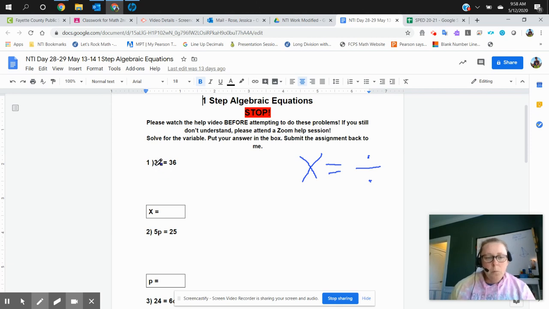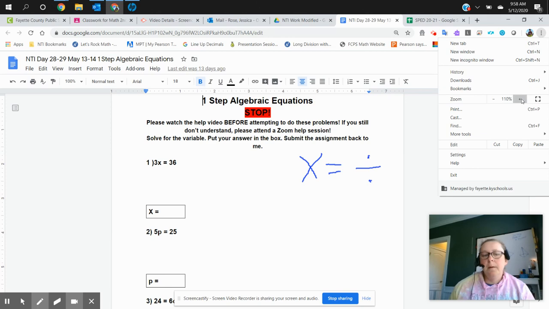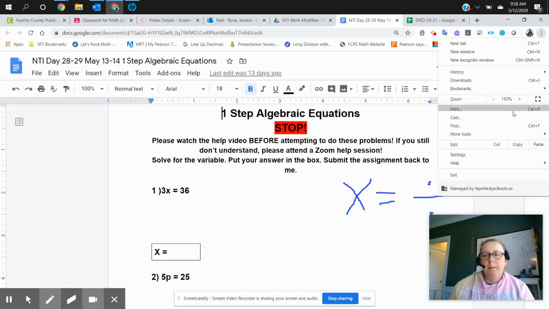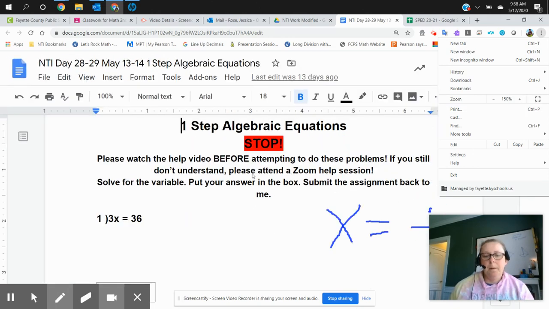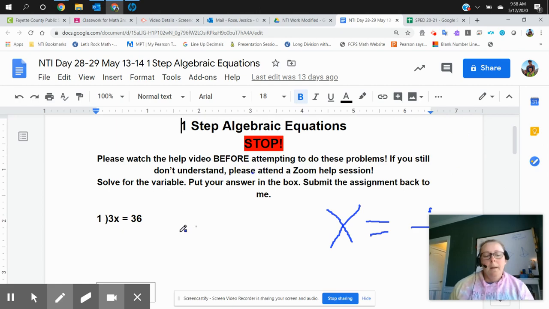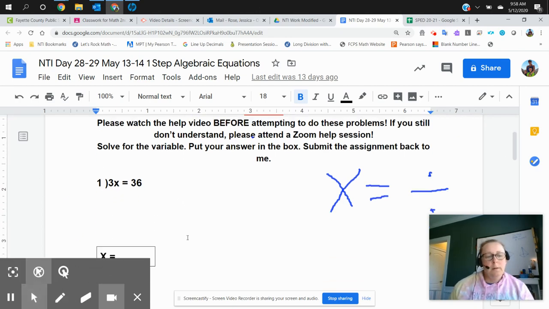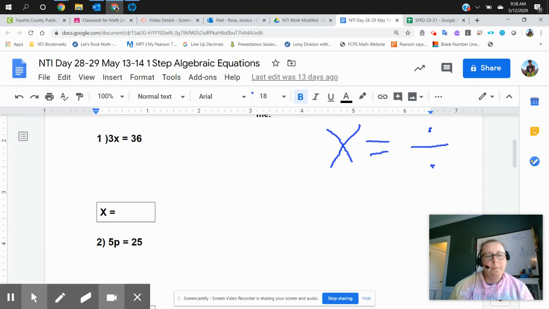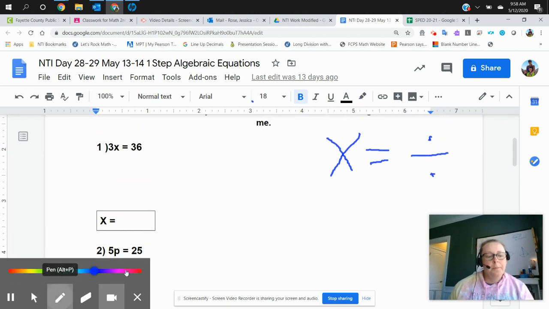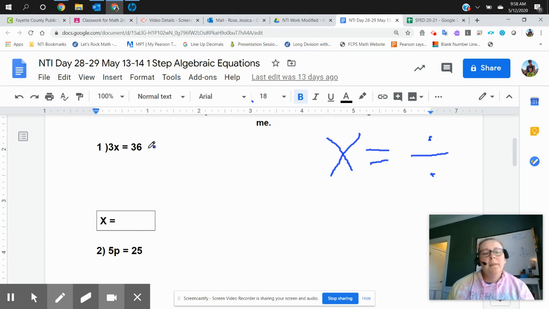Let's look at number 1. I'm going to zoom in just a little bit so you can see it a tad bit better. Okay, there we go. So, number 1. Scroll down just a little bit. Right there. So we get 3x equals 36.